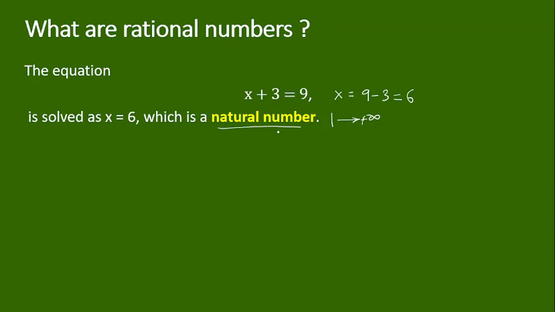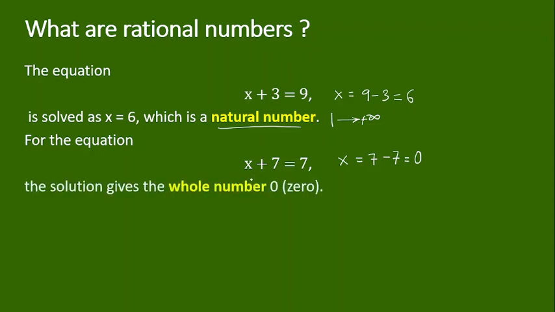Next, we will consider another equation to see the importance of 0 and what kind of number 0 is. Here the equation is x plus 7 equal to 7. To solve this equation, I am taking 7 onto the other side. So 7 minus 7, I am getting equal to 0. So the solution to this equation is x equal to 0. Now 0 is known as a part of whole numbers. So 0 is a whole number.